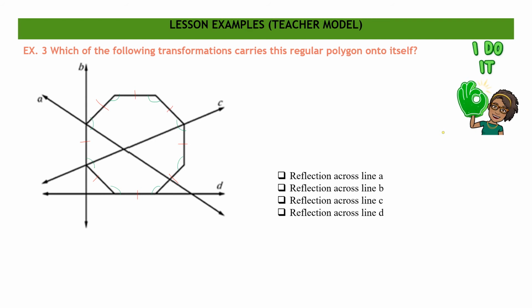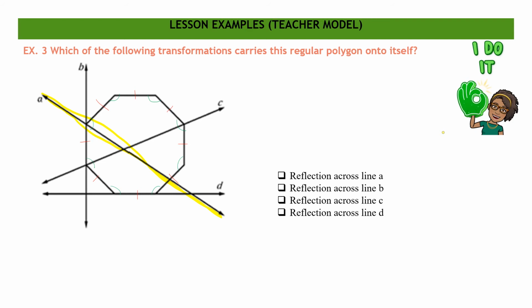So let's look at line A. Line A, let's go ahead and highlight. That is here. This is line A. If I folded this along line A, we want to make sure that our vertices are meeting up with each other as we flip.